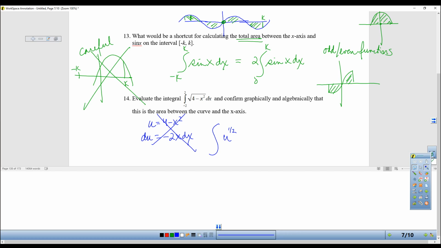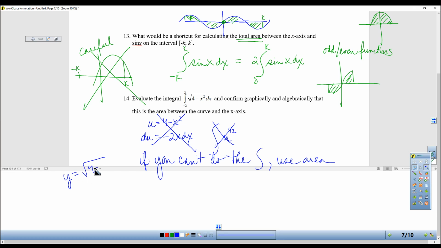This is why I need you to understand that integral means area, because you are definitely going to get a problem where if you can't do the integral, use area. If you can't do the integral, use area. So let's graph that. You might be looking at it thinking, I don't know what that looks like. You do. You just don't know it yet.